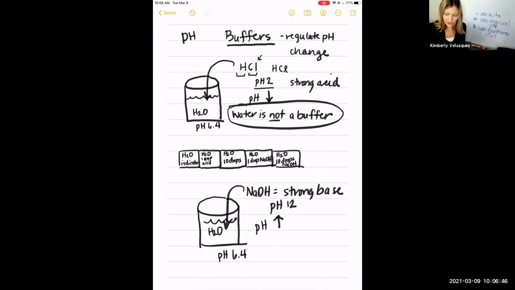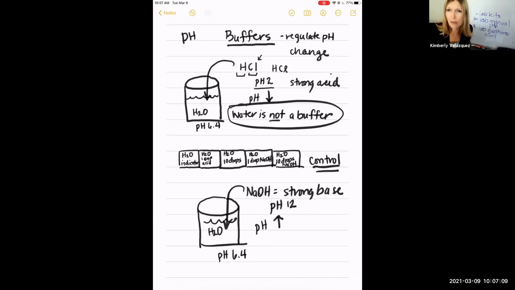All the way across this row with water, this is your control. This is your experimental control. The whole reason we're adding it to water is to show what would happen if it wasn't a buffer. You have to have that water data to compare to your buffers. Because without the water, you don't know if buffers are doing a good job or not.